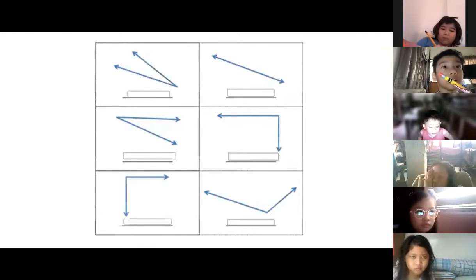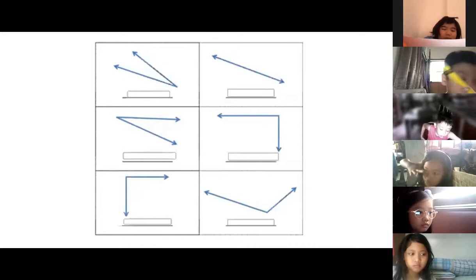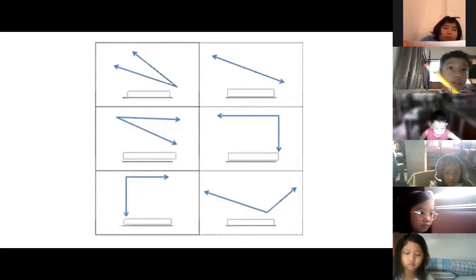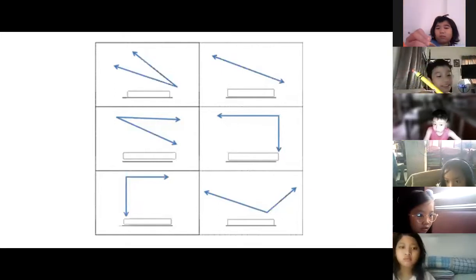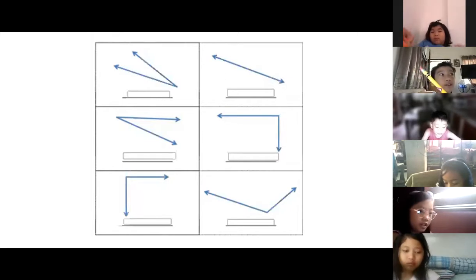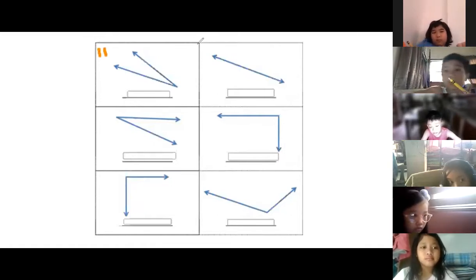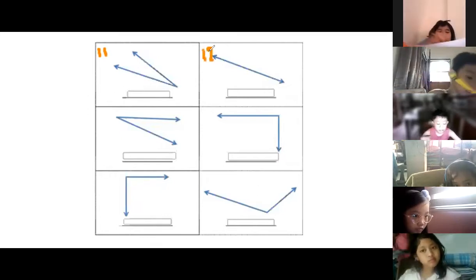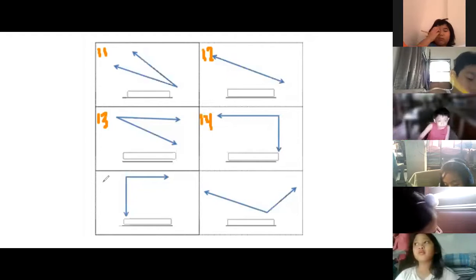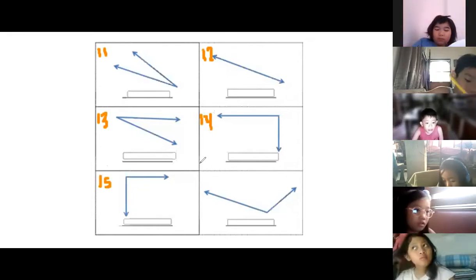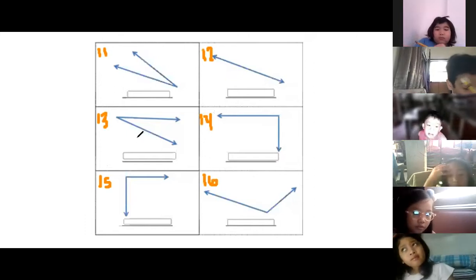Teacher, what is number 12? Right, so let me write numbers for this one. So this is number 11. Number 12. Number 13. 14. 15. 16. So for the part right here, for the second test, you can actually use... Teacher, do we have to write the name? I don't know what we're doing.